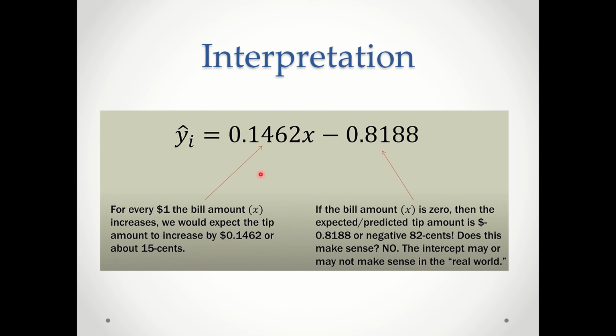So always understand that for every $1 of bill payment x, you have to basically give something around 15 cents of a tip. And say if your bill amount is 0, then the expected or predicted tip, with x as 0, is almost negative 82 cents. So sometimes it doesn't make any sense, but that is how it works in real time. But whatever you get, you can give your interpretation and keep it ready.